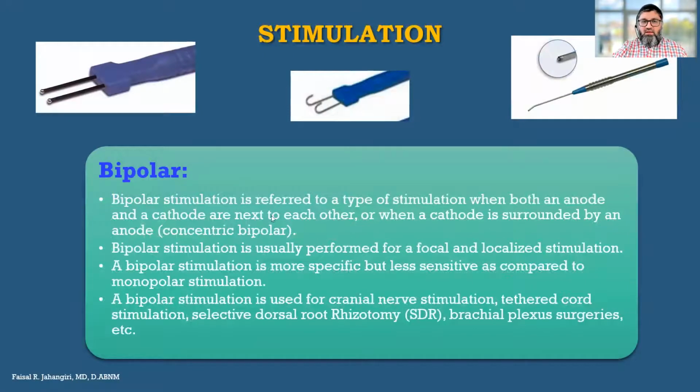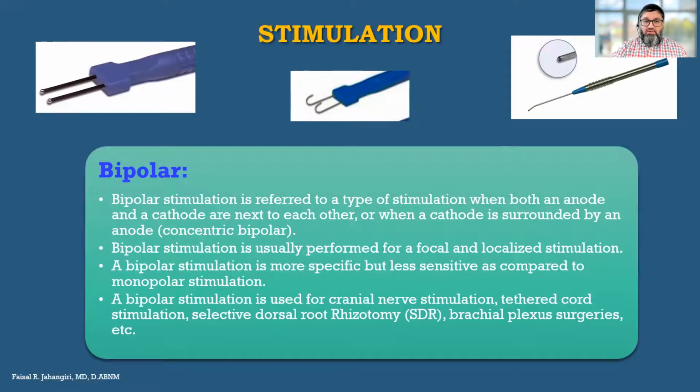The second one is the bipolar stimulation. In bipolar stimulation, both the anode and cathode are next to each other. Top left is your bipolar electrode where the two probes are next to each other, in a straight configuration. The middle one on the top is a hook bipolar, so you have to hook and lift up the nerves. On the top right is also bipolar, but the cathode is surrounded by the anode. This is known as bipolar concentric. So either you can have bipolar side by side or bipolar concentric.